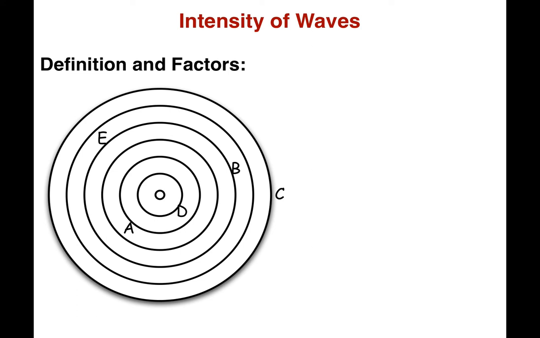So if we want to know the intensity of the sound at region C, we use the formula that says intensity equals power of the source divided by 4 pi r squared, where 4 pi r squared is the area of the sphere at the location that we're looking. So you use the distance you are from the source to where you are, find the area of a sphere that would encompass that region, and use that as the denominator in your equation.